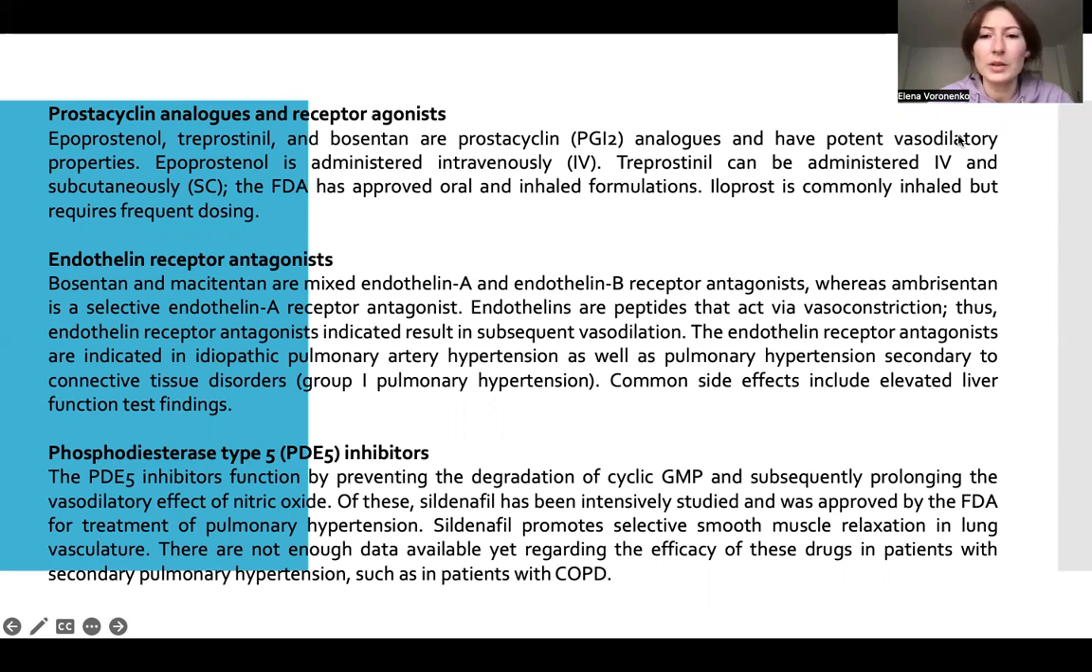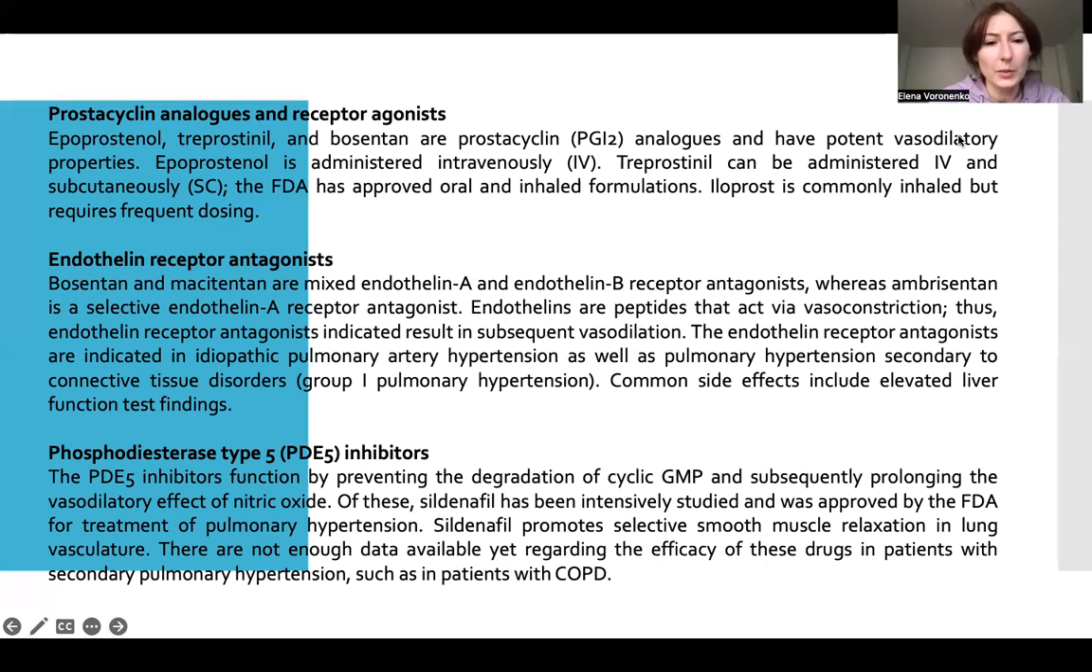Endothelins are peptides that act via vasoconstriction. Thus, endothelin receptor antagonists result in subsequent vasodilation. The endothelin receptor antagonists are indicated in idiopathic pulmonary artery hypertension as well as pulmonary hypertension secondary to connective tissue disorders. Common side effects include elevated liver function test findings.